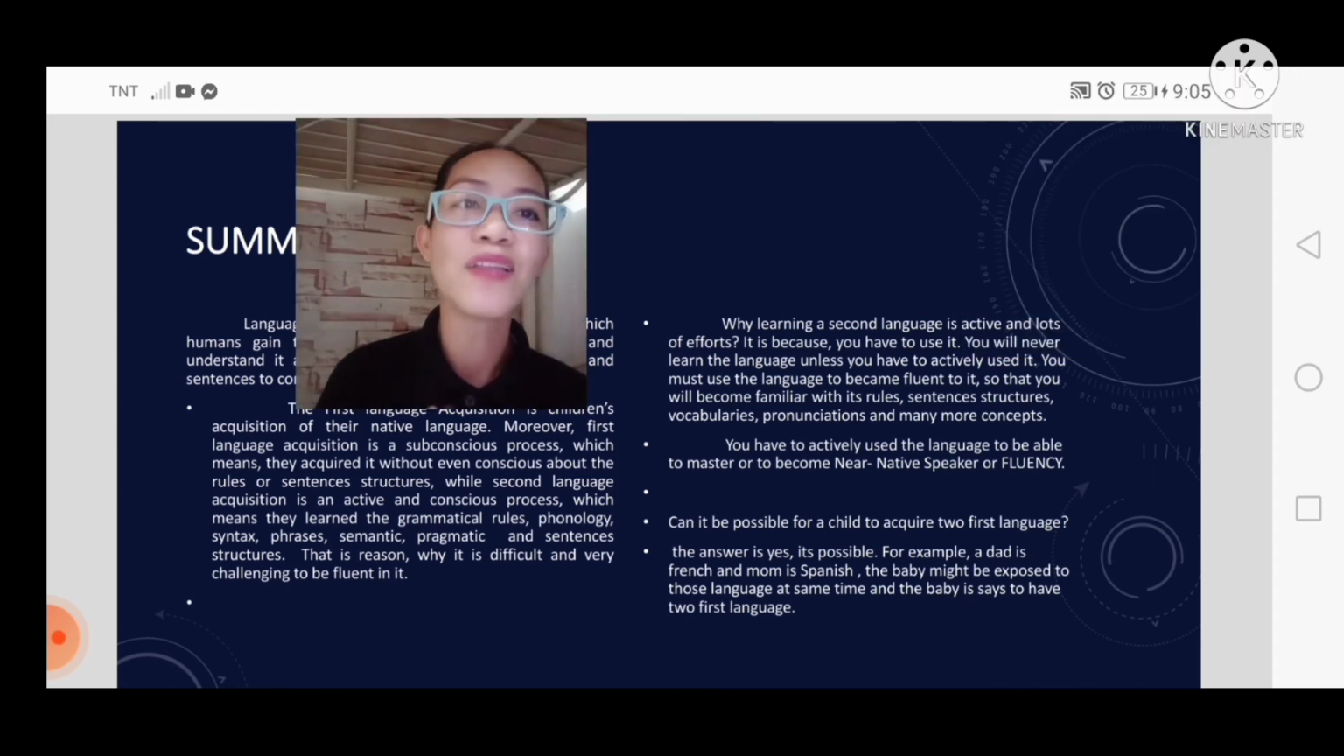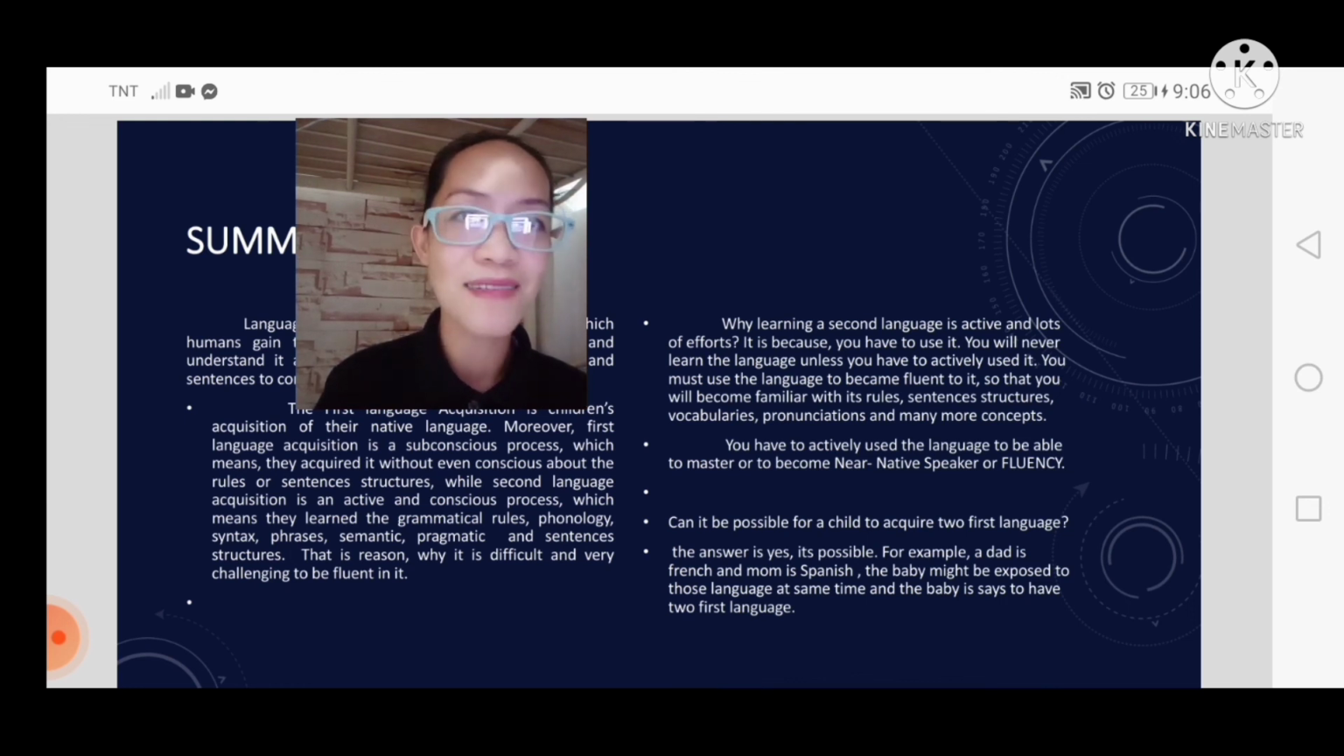So, why is learning a second language active and a lot of effort? It is because you have to use it. You will never learn the language unless you actively use it. You must use the language to become fluent in it, so that you will become familiar with its rules, sentence structures, vocabularies, pronunciations, and many more concepts. You have to actively use the language to be able to master it or to become a near native speaker or reach fluency.